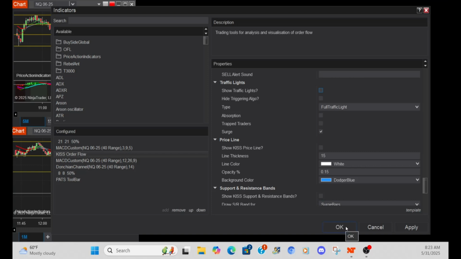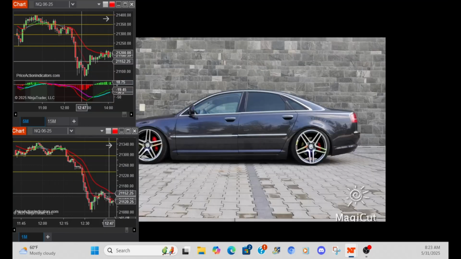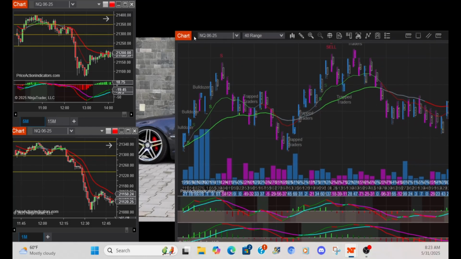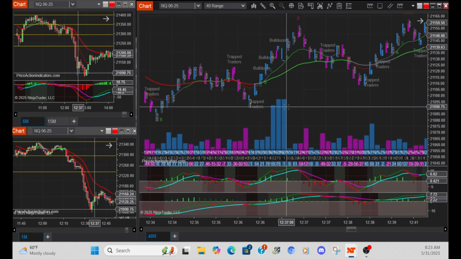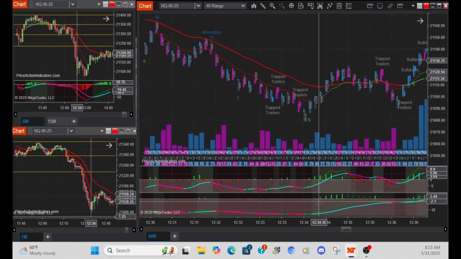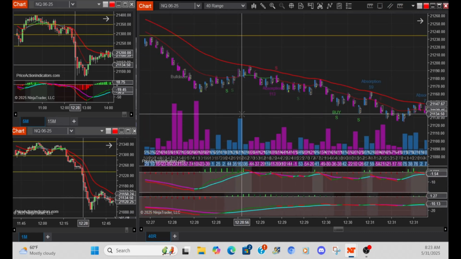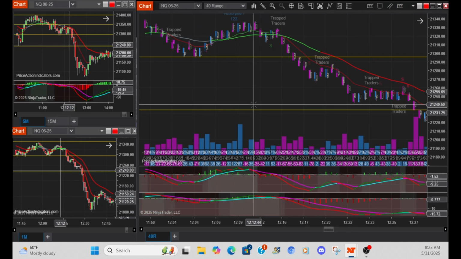Click OK. Now I'm gonna bring up my chart here. I'm still having issues with Ninja. So there we go. All right. So my crosshairs like normal. Everything looks good. Now, let's show you a couple of differences here.